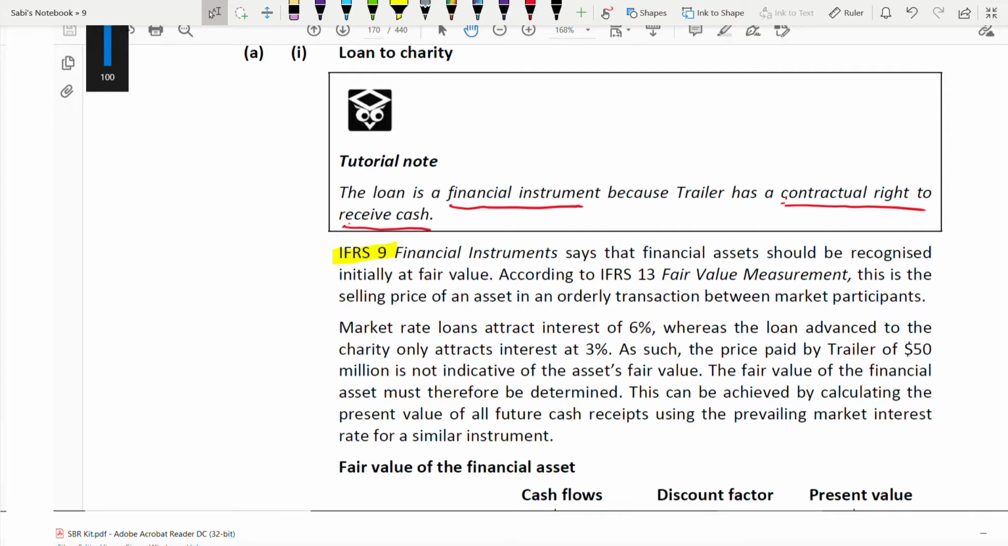So IFRS 9, and under IFRS 9, we have correctly identified this. What is the next thing? The next thing is what to write. Talk about financial assets. You have to talk about how financial assets are measured.